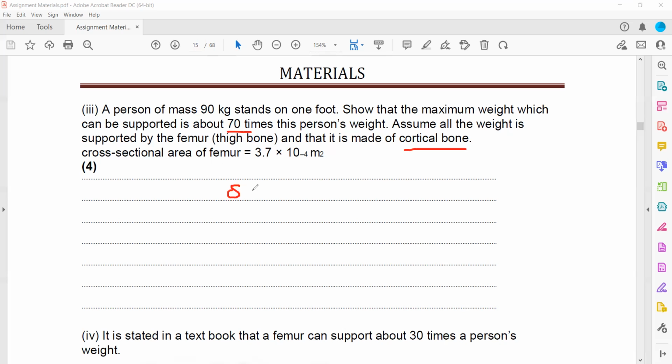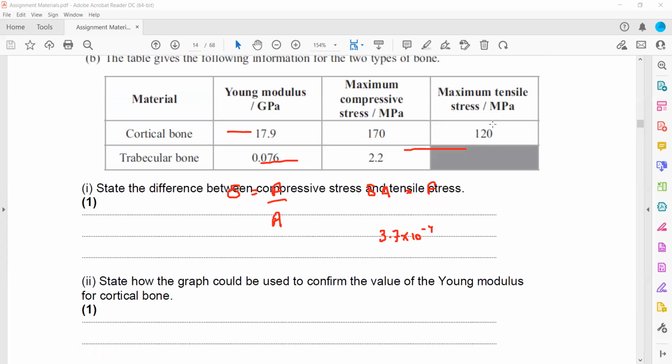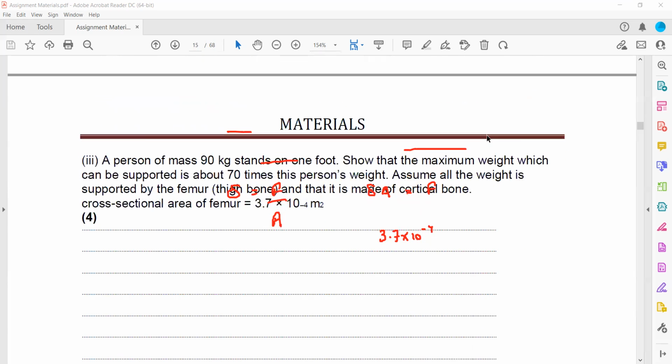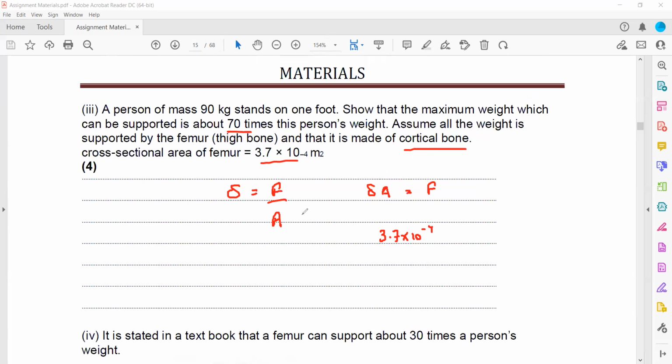So we have the formula stress is equal to force divided by area. So stress multiplied by area will be equal to force. Area of cross section of the femur bone is given, which is 3.7 into 10 power minus 4. And stress is there on the cortical bone, the maximum tensile stress, that is 120 megapascal. 120 megapascal means 120 into 10 power 6. So when we multiply them, we will get the value for force.